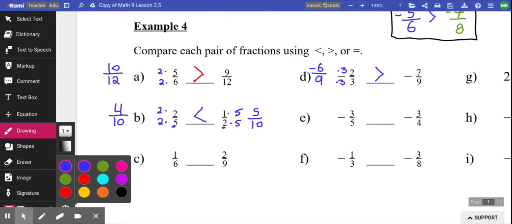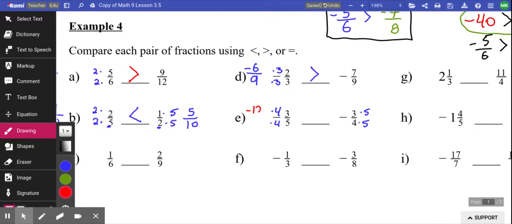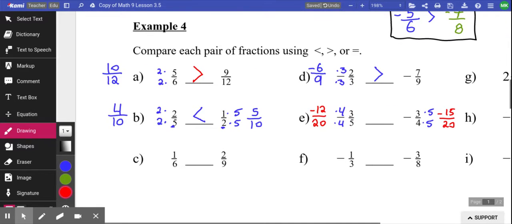If you're looking at E, I want a common denominator. 5 and 4 both multiply to become 20. So I'm going to multiply this one by 4. This one by 5. Gives me two new fractions of negative 12 over 20, negative 15 over 20. Because the negative means I moved left on my number line, negative 15 has gone further to the left on my number line. That means negative 12 over 20 is actually the bigger number.